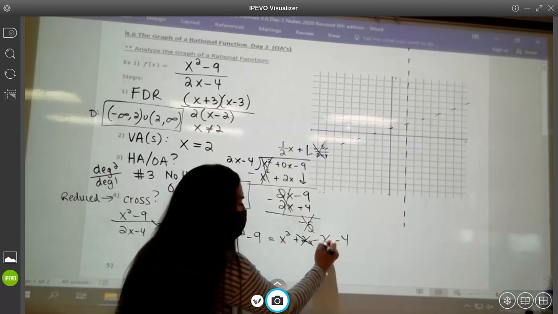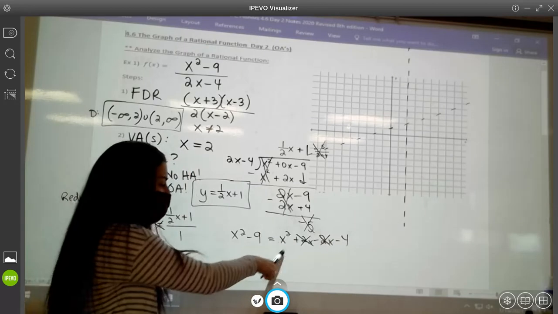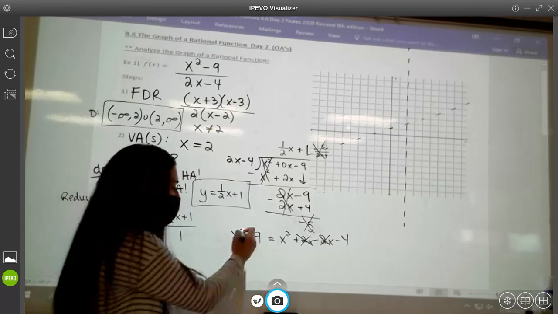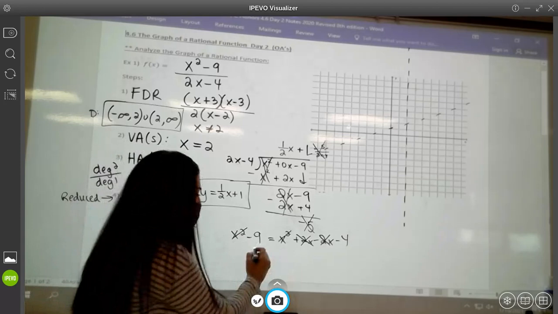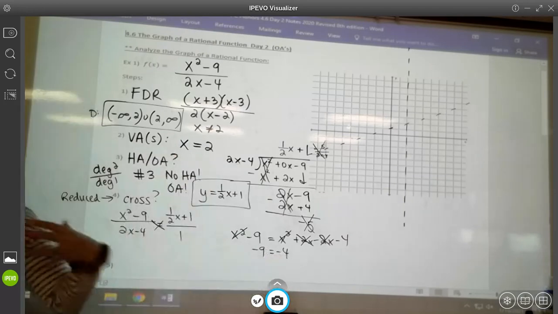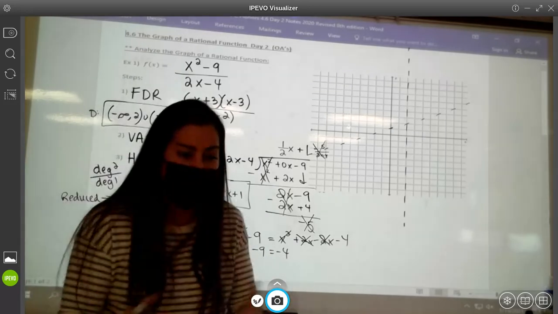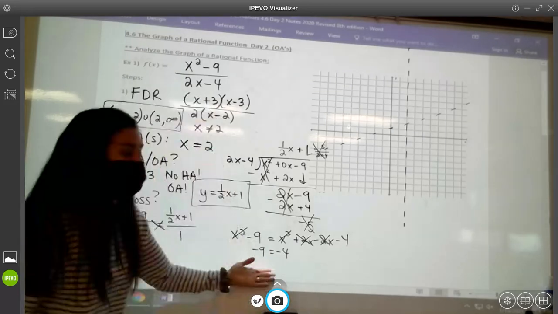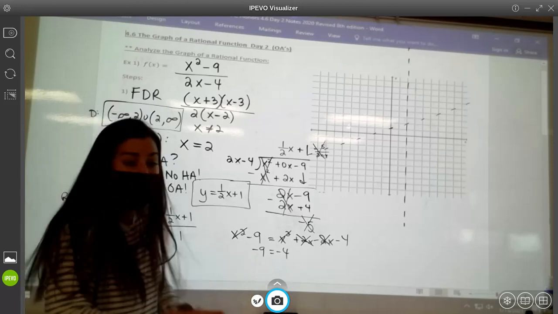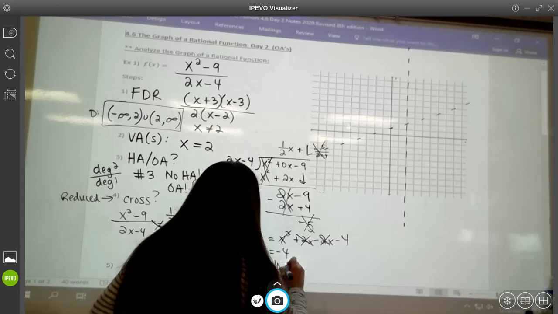These cancel right away. If I tried to get my x squareds on one side, if I minus them here or minus them there, they would cancel. And I'm left with negative 9 equaling negative 4. You see how all the x's canceled out in the solving? That means when the variables cancel, it's not going to cross. You're going to be left with some false statement, which is good because we don't want to cross. It just complicates things. So that means no cross.